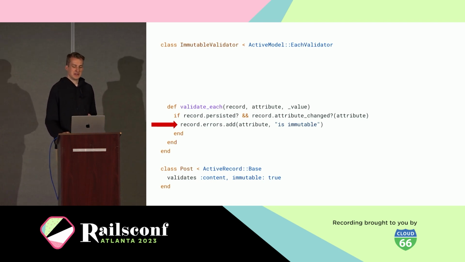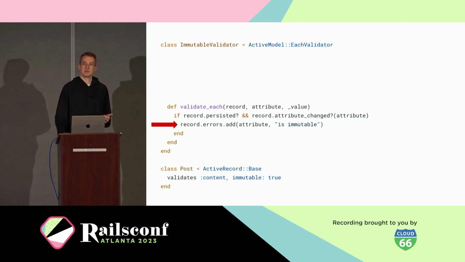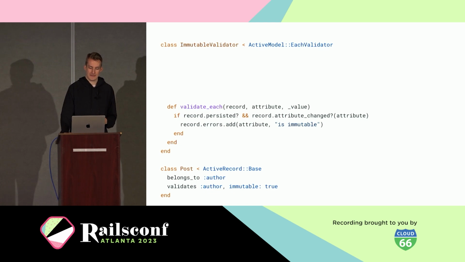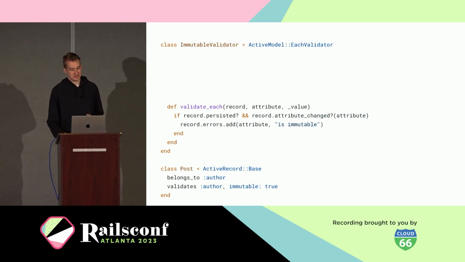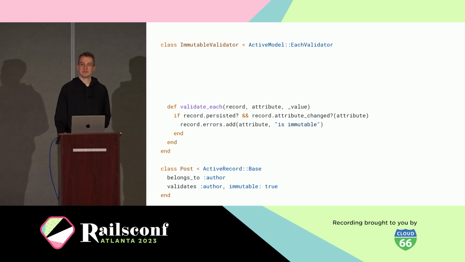And so far, we've been looking at a basic case where content is something like a text column on the post model. But what if we want to validate that an association doesn't change? Instead of validating content, let's validate a post's author. Our ImmutableValidator handles this case for us as well.